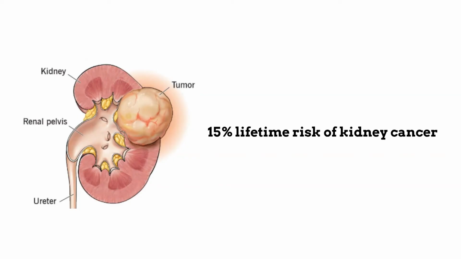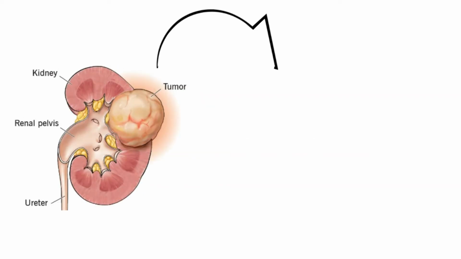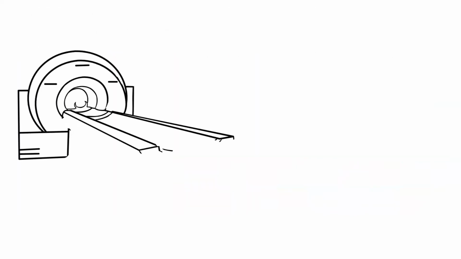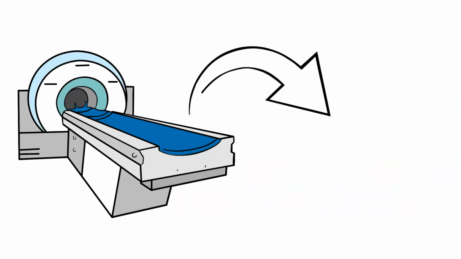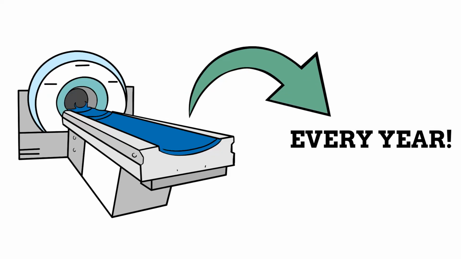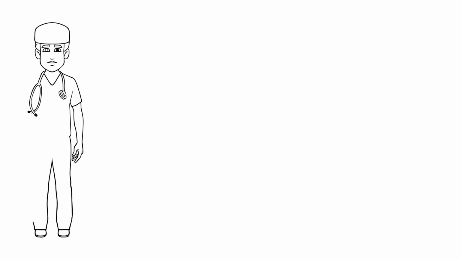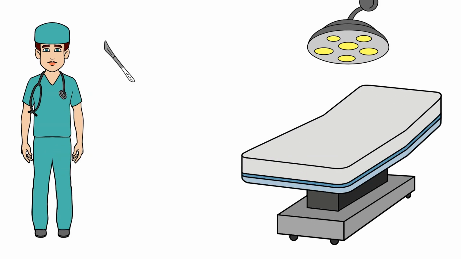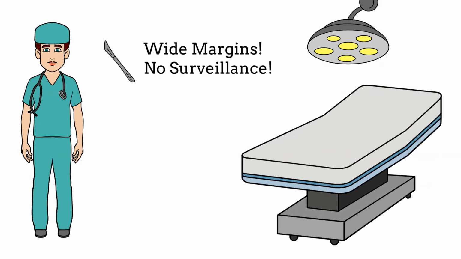The most feared complication of HLRCC is kidney cancer, which can occur in approximately 15% of patients. Kidney cancer that develops in HLRCC patients is known as FH-deficient RCC and has aggressive tendencies. It's imperative that individuals with HLRCC undergo annual abdominal MRIs beginning at the age of 8 to catch early cancers. Prompt surgical resection of kidney tumors detected on imaging should be performed with wide margins. Active surveillance of kidney tumors in HLRCC individuals is not recommended, even for tumors as small as 1 centimeter, due to their aggressive nature.